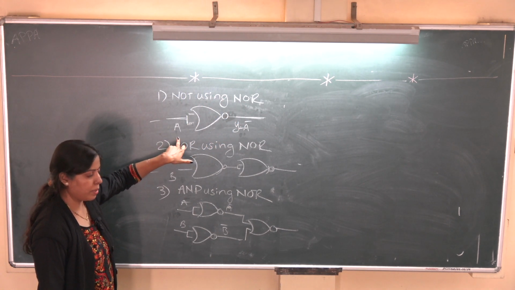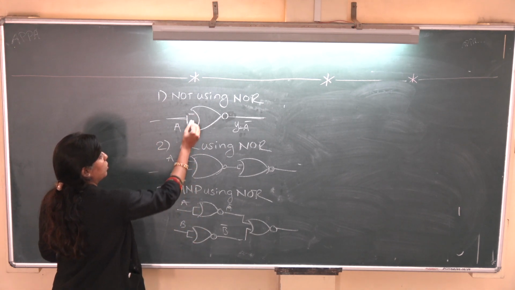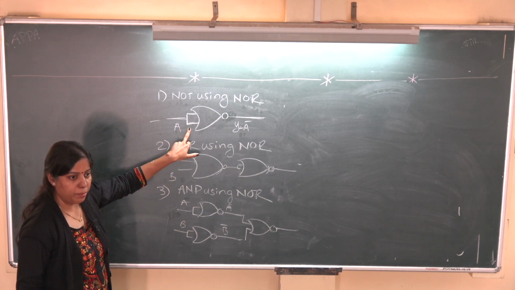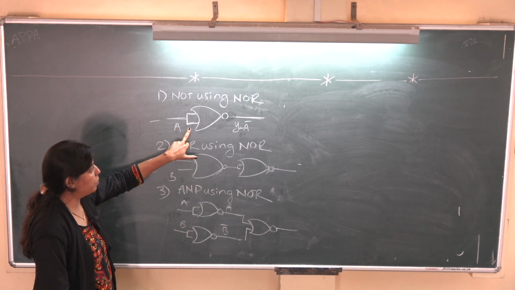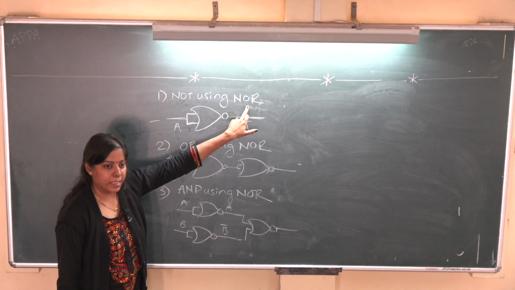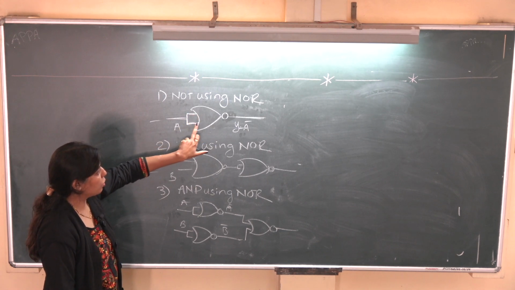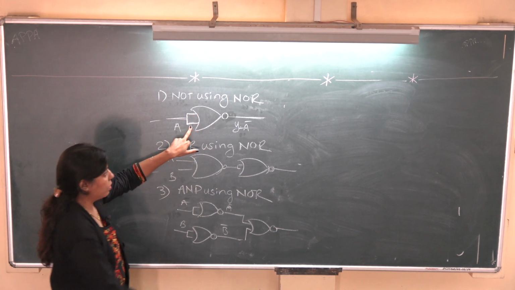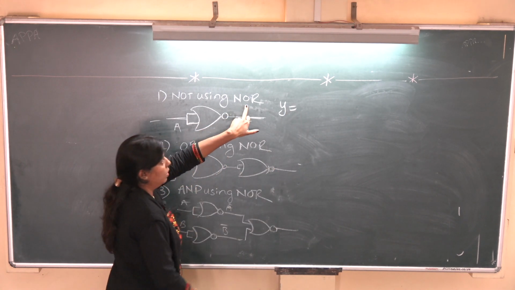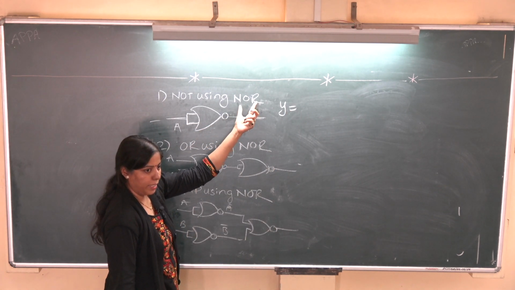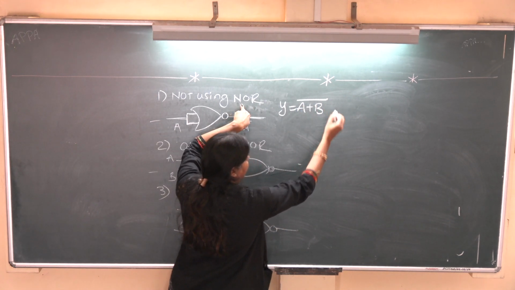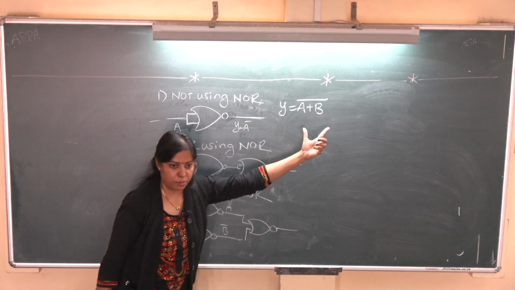Now the concept is that you have to short the inputs. When we are shorting the inputs, it is considered as a NOT gate. So the NOR gate is considered as a NOT gate when we are shorting the inputs. So the expression of the NOR gate: Y is equal to, NOR means it is OR followed by inversion, and OR means plus. So A plus B whole bar. You have to remember this expression.